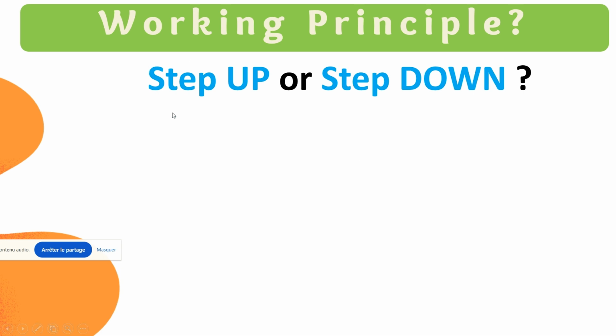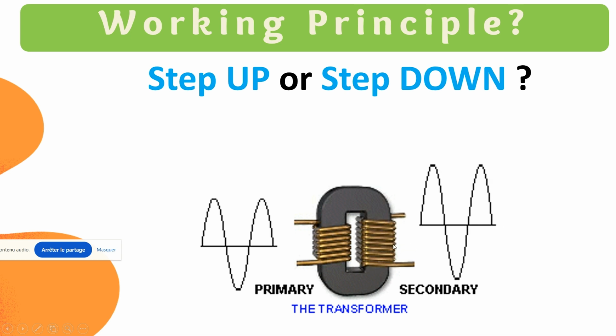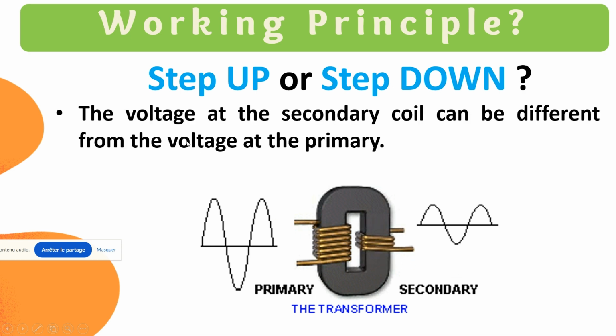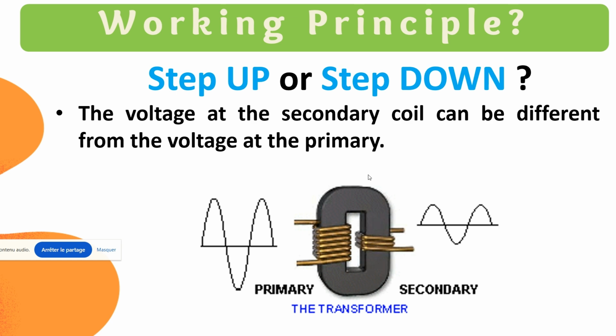So how can we say that it is a step up or step down transformer? Step up means un transformateur élévateur de tension, and step down means un transformateur abaisseur de tension. In a real case, the number of turns is an extremely essential point to discuss when we talk about a transformer. The voltage at the secondary coil can be different from the voltage at the primary, and this is the goal of a transformer: to elevate or to reduce the voltage.